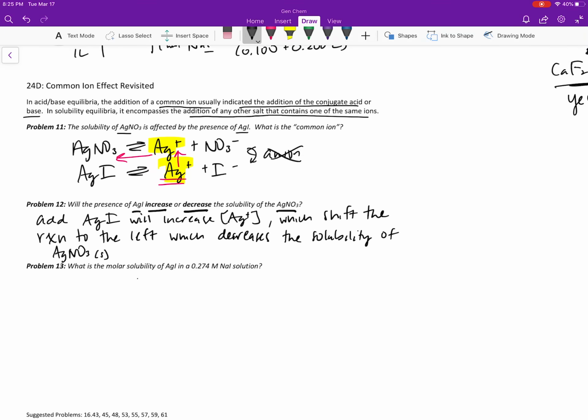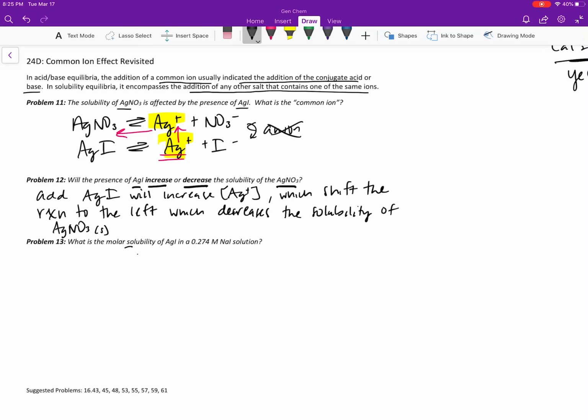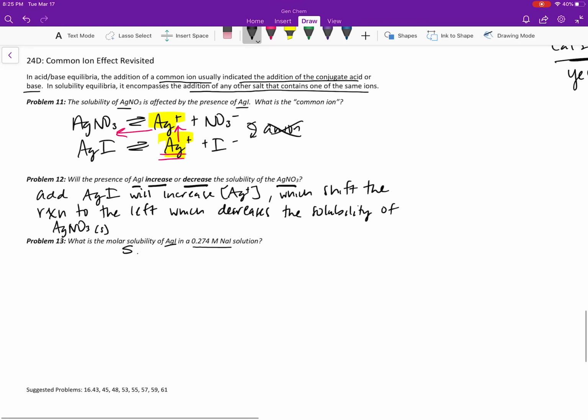So let's look at how this could affect us with calculations. Problem 13 says, what is the molar solubility, S, of AgI in a 0.274 molar NaI solution? So in this case, we're looking for the S of AgI, and we have to think to ourselves, what do they have in common? Well, they have the iodine in common. So the common ion is iodine minus.